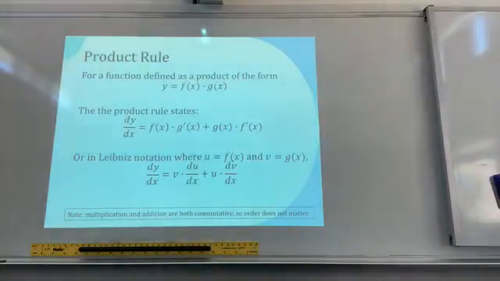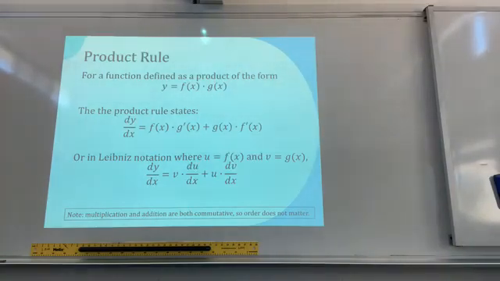So, now, the product rule states that for a function defined as a product of the form y equals f(x) times g(x), dy/dx is f(x) times the first derivative of g(x) plus g(x) times the first derivative of f(x). Or basically dy/dx equals v du/dx plus u dv/dx. That's all.